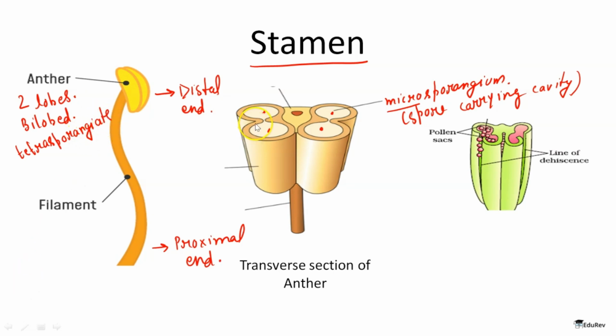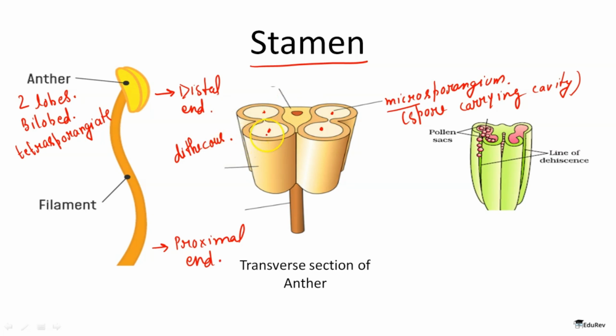Okay. So as we already talked about the anther, that it is bilobed, that means two lobes are present. And in one of the lobes, two cavities are present. That means each lobe is dithecous. What is it called? Dithecous. And theca means cavity, right? So this anther is known as dithecous.